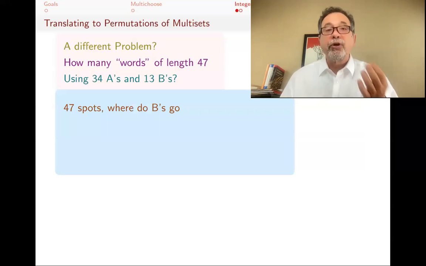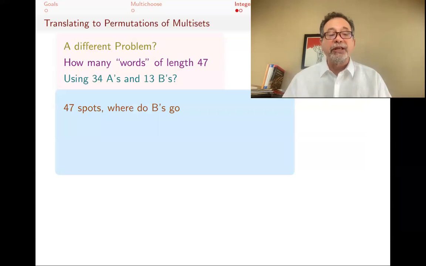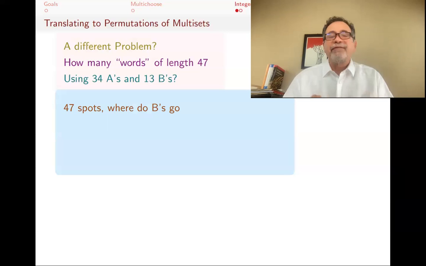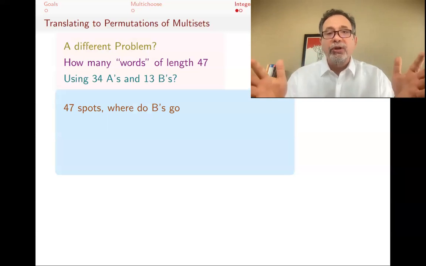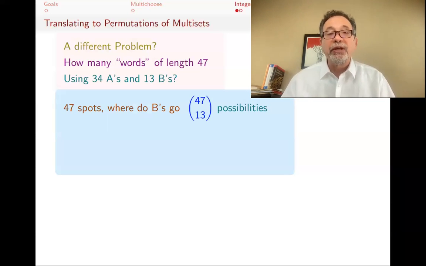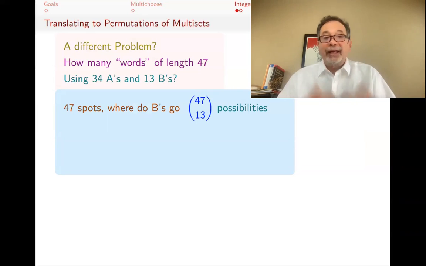Well, this is what a permutation is. So I want a permutation of this multiset, 34 A's and 13 B's. And I can solve this. This is, again, the subject of a previous video, but the argument is pretty straightforward. There's 47 spots, and let's decide where the B's go. As soon as you decide where the B's go, you know where the A's are going to go, because they're going to go in the remaining spots. Well, we have 47 spots. How many ways can you pick 13 of them? The answer is going to be 47 choose 13. So there's 47 choose 13 ways to answer this question.